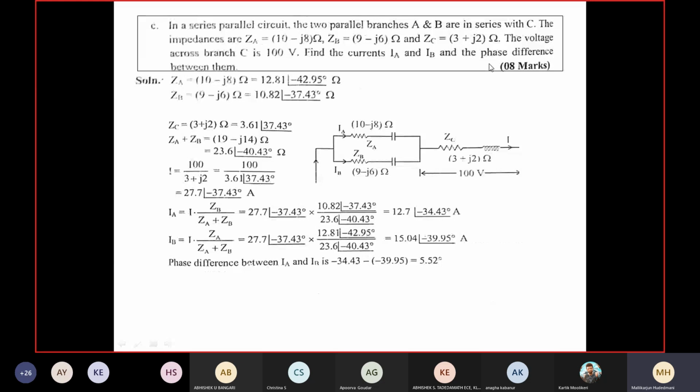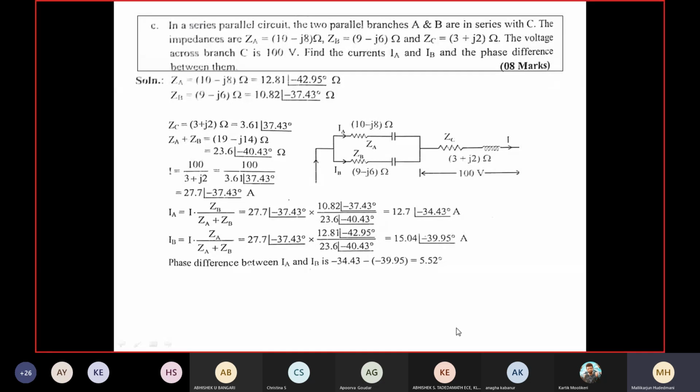It is said to you as angular difference. How are we going to do it? See here, you have 34.43. You have 39.95. Both are lagging. Both are lagging. The relative difference between these two, 39.95 and 34.43. What is the relative difference between these two? 5.52 degrees. That's what you have to do. So no doubt both values have minus and minus here. So you need to represent this carefully. You have to be very careful about the approach.